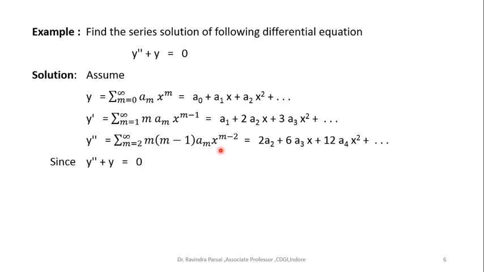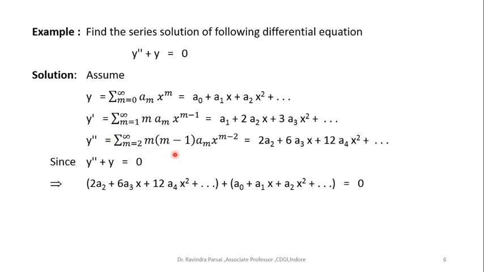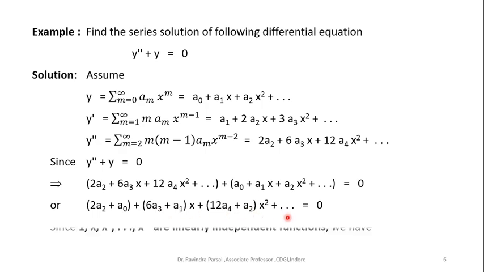Now since your equation is this, just on putting these values in this given equation, this is the value of the first term and this is the value of y, and then on collecting the like terms here, first the constant term, you are having 2a2 plus a0, and the terms having x, 6a3 plus a1, and the x square terms and so on. You can continue this way.